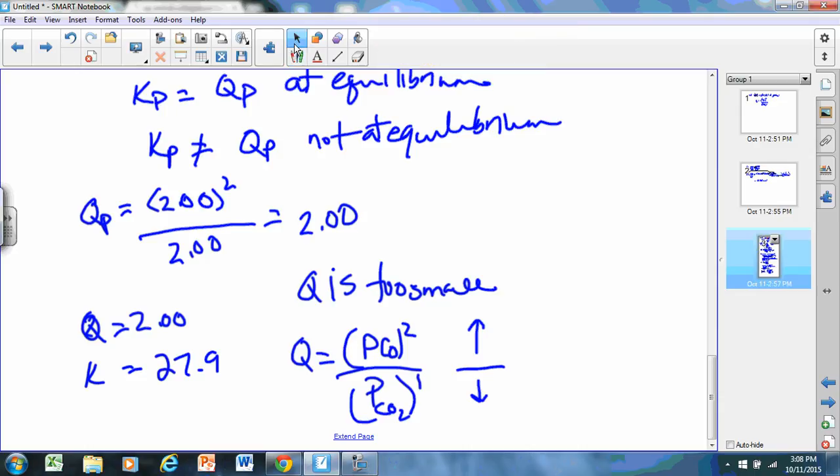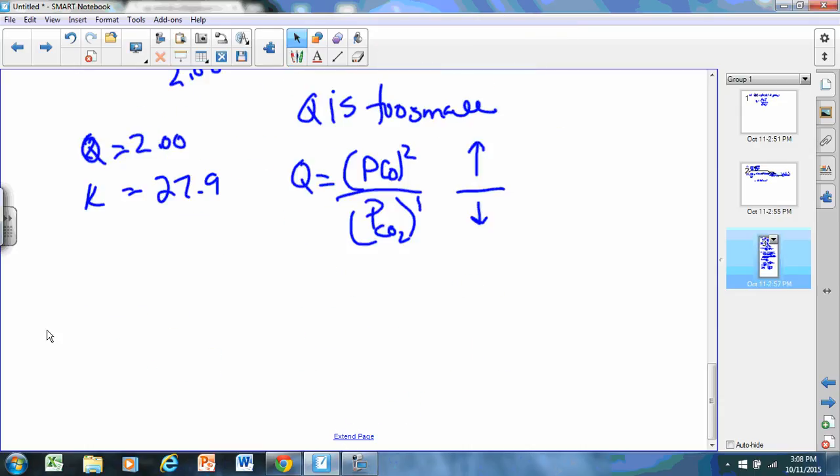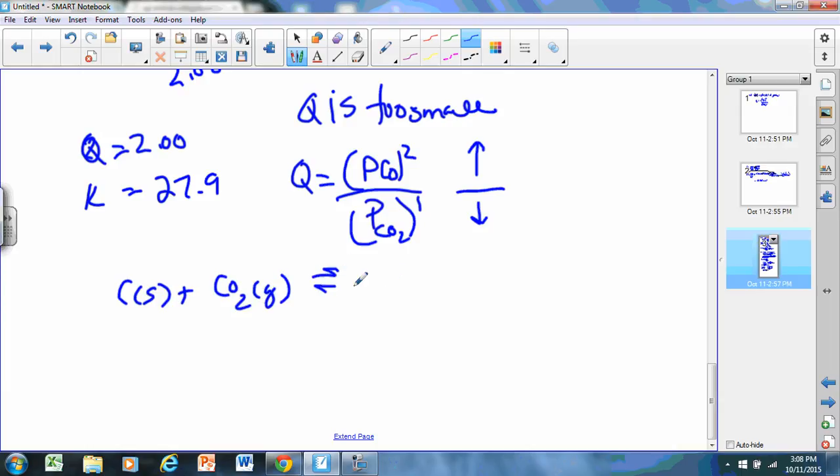Either one of these, so remember, here's the equation. Carbon plus CO2 gas goes to 2 CO gas. All right, you need the pressure of the CO to go up. This needs to get bigger. This needs to get smaller. That's the only way Q can get bigger than 2 and turn into 27.9.